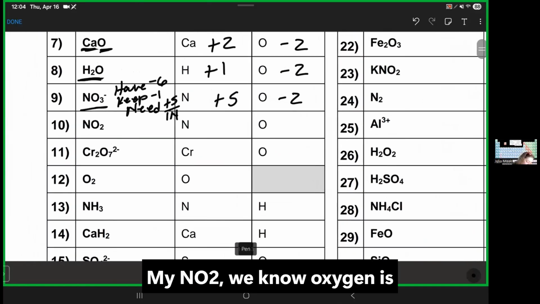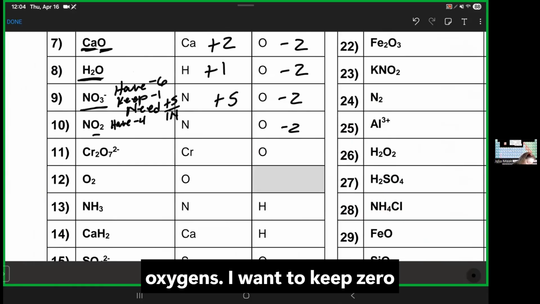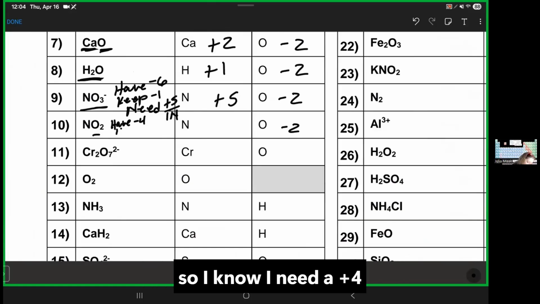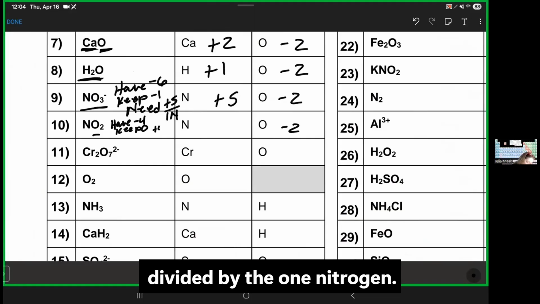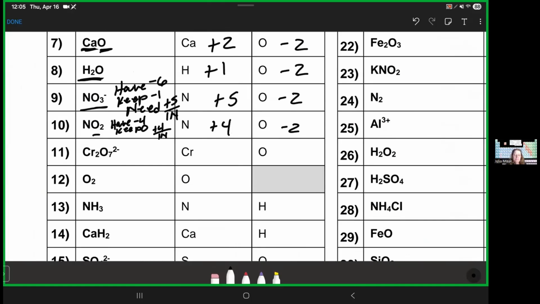My NO2, we know oxygen is -2. I have -4 from my oxygens. I want to keep 0, so I know I need a +4 divided by the 1 nitrogen. Nitrogen is +4 in that case.